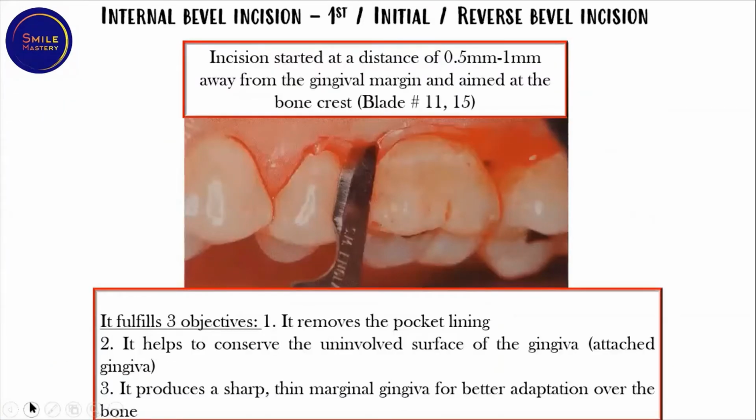So the first incision is the internal bevel incision. It is also known as the first or the initial incision or the reverse bevel incision. These incisions are given only in certain cases. In all patients, you do not start your flap surgery by giving your internal bevel incision, even though it is called the first or initial incision.